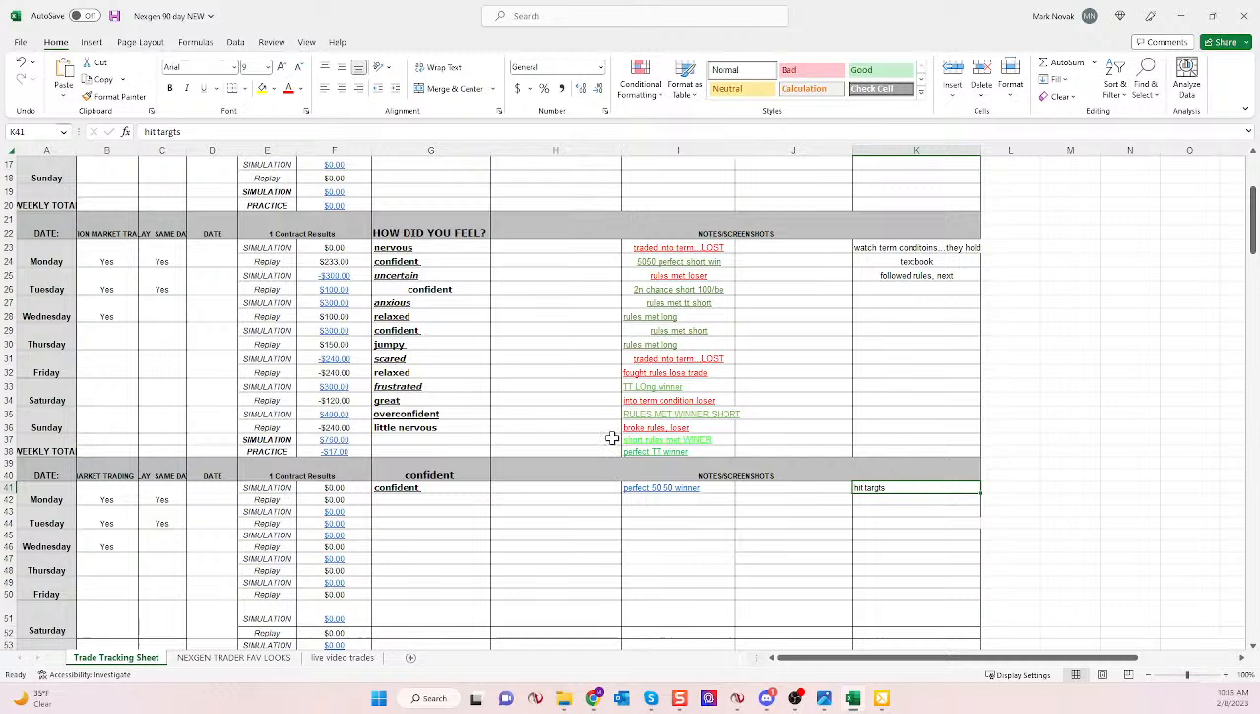And this is how you use that spreadsheet. Everything that you do. Look at this, traded into a termination condition and lost. Termination condition, lost. Termination condition, lost. I'm identifying patterns in myself that are going to make me better in the future.